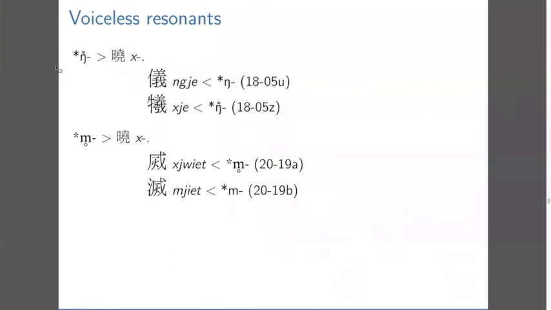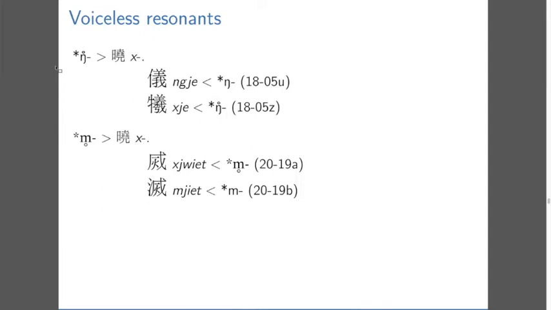We see that we have two characters that have the same rhyme, the same phonetic, but one begins with a nga and one begins with a ha. So we want to fix it, to make it so that in Old Chinese, these are Middle Chinese readings, they would have had homorganic initials. The proposal that I think most people believe is that you had a voiceless resonant. So in this case, your voiceless velar nasal changes to a voiceless velar fricative.